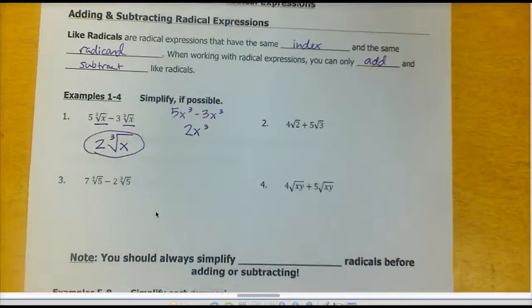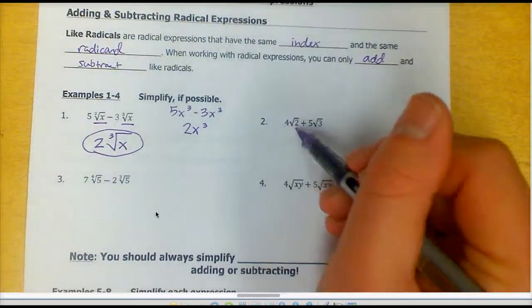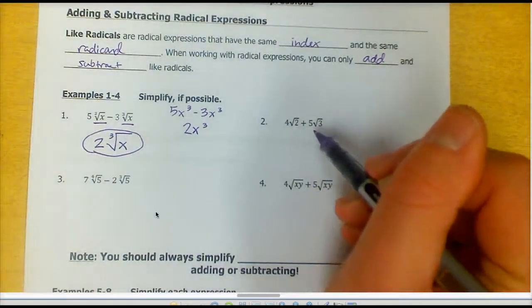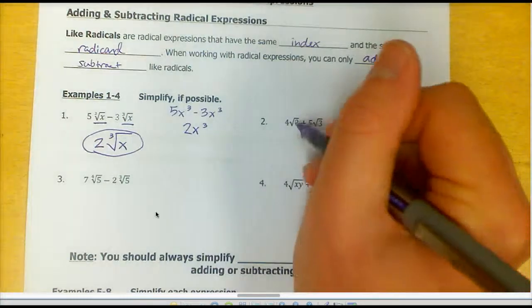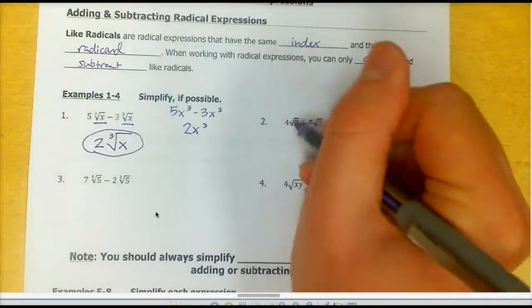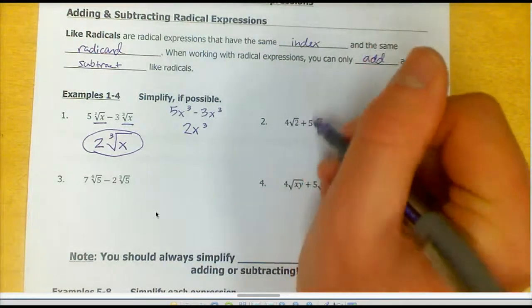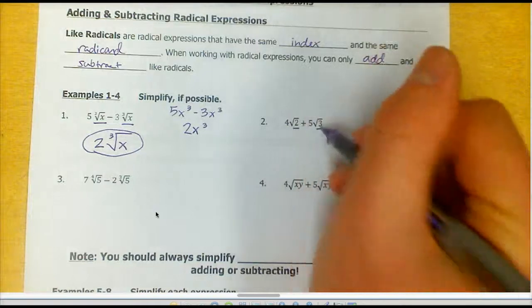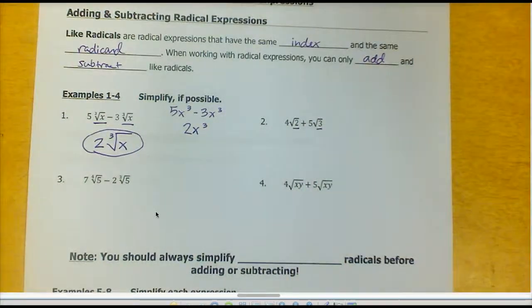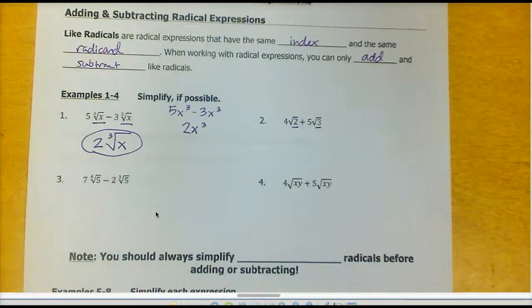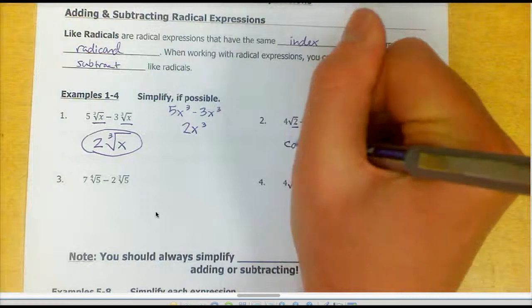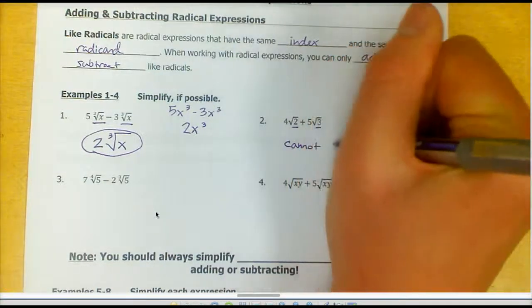Okay, number 2, we have 4 radical 2 plus 5 radical 3. Well, this problem here, if I look at my index, they're both 2. We have square roots for both of these, but your radicand here is a 2 and here is a 3. Because those are different radicands, that means we cannot combine these, and so this expression here cannot be simplified.